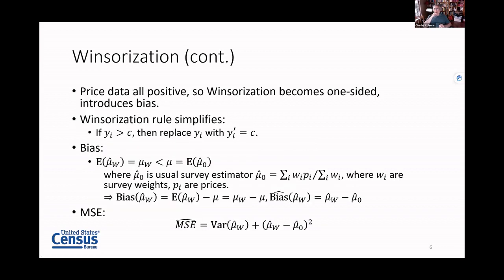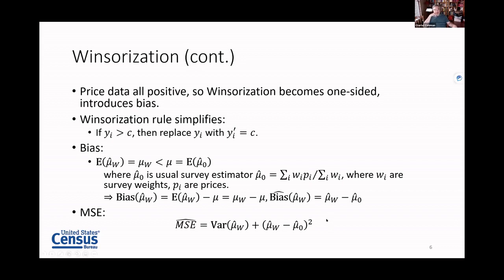Now, the price data are all positive, so Windsorization becomes a one-sided process and introduces bias. The Windsorization rule simplifies to: if y sub i exceeds the cutoff, you replace it with the cutoff value. Doing this, as I said, introduces bias. There's a whole bunch of math here, but the important thing to note is mu hat naught is the usual survey estimator, the sum of weights times prices divided by the sum of weights, where w sub i are the survey weights and p sub i are the prices. The estimated bias of mu hat sub W is simply mu hat W, the Windsorized mean that we've obtained, less mu hat naught, which is the usual survey mean.